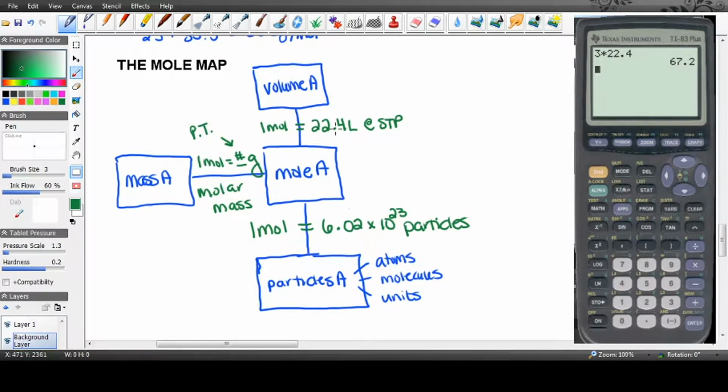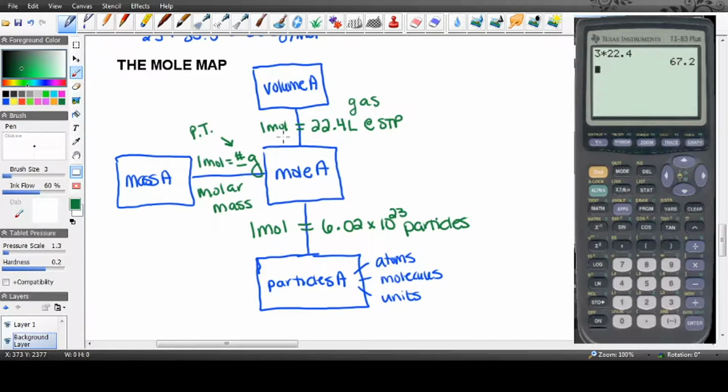So the problem is between volume and moles, again, this only works for gases at STP. But a lot of the times in the lab, we're measuring solids and liquids in terms of their volume. If I have a volume of water or a volume of mercury, and I want to know how many moles that is, I can't use this conversion factor. And I can't use the ideal gas law, because these substances aren't a gas.